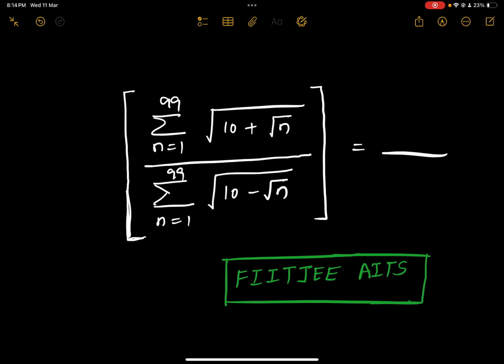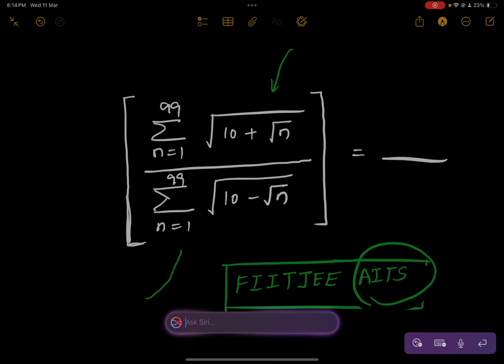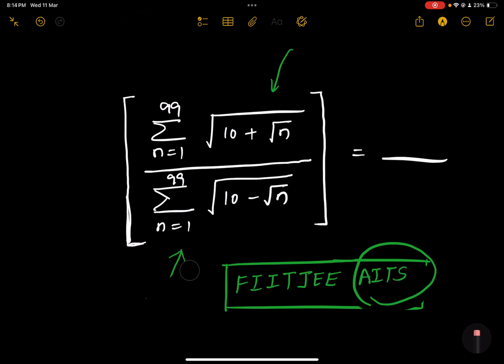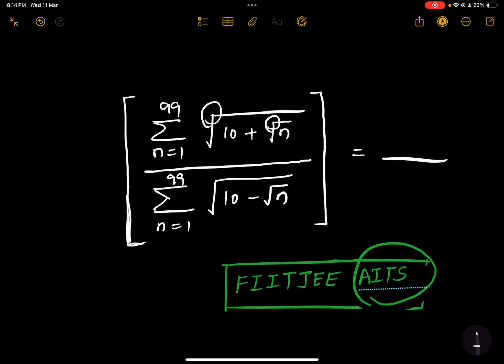So I was going through All India Test Series papers of FIITJEE and I found this question. The question is simple. You have a numerator, which is a summation, and you have a denominator, which is another summation, and you just have to find the ratio of both the summations and give the integral part of that fraction as your answer. That's it. But the difficult thing here is that the square roots that you have are nested square roots. So you have the square root outside and one more square root inside. So the algebra is going to get really, really messy.